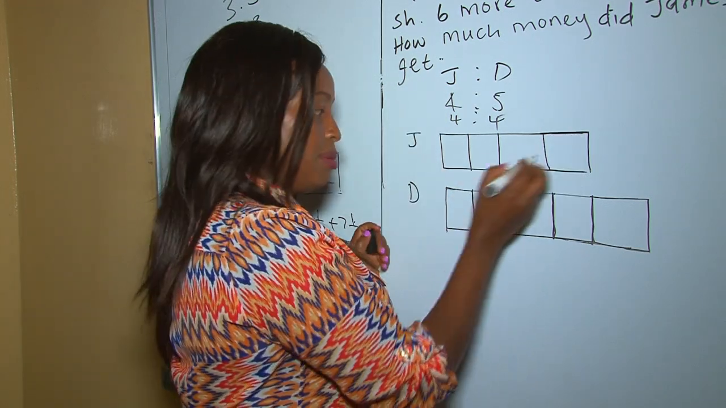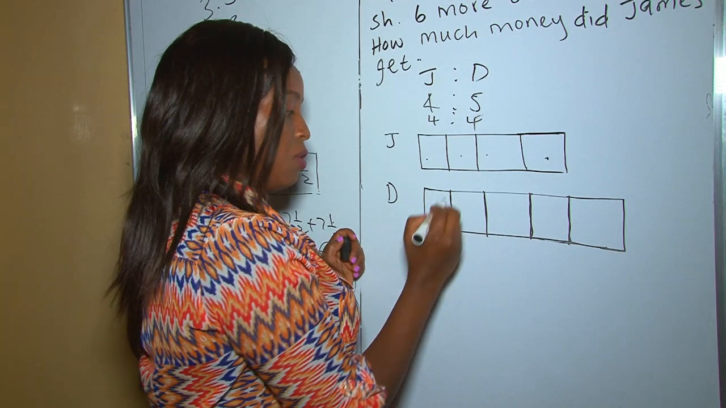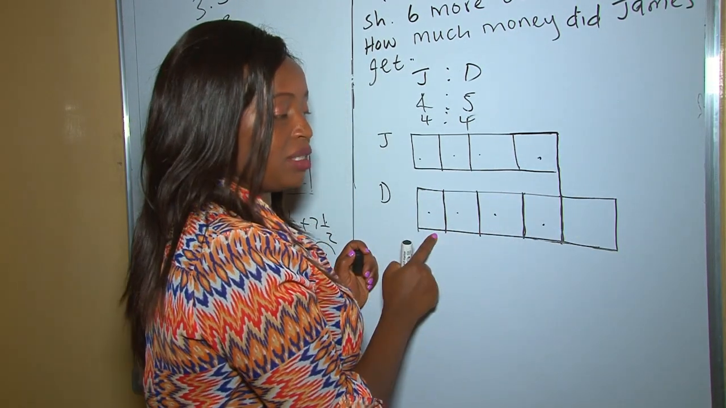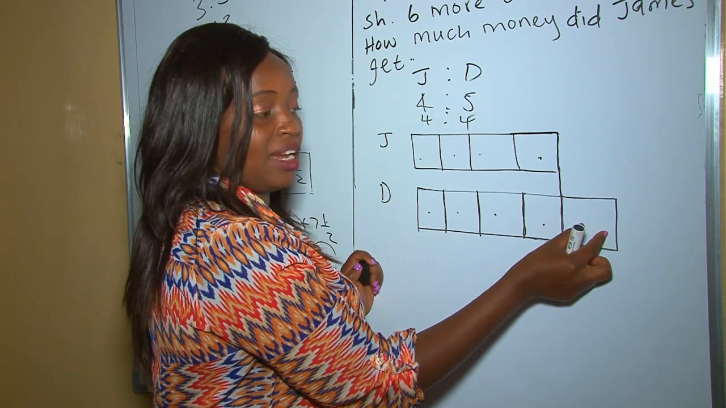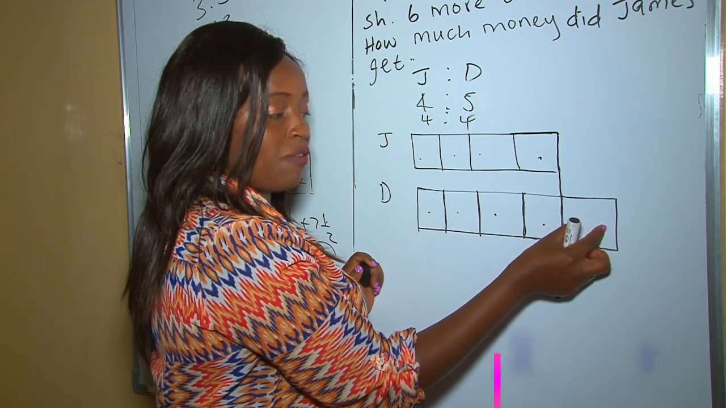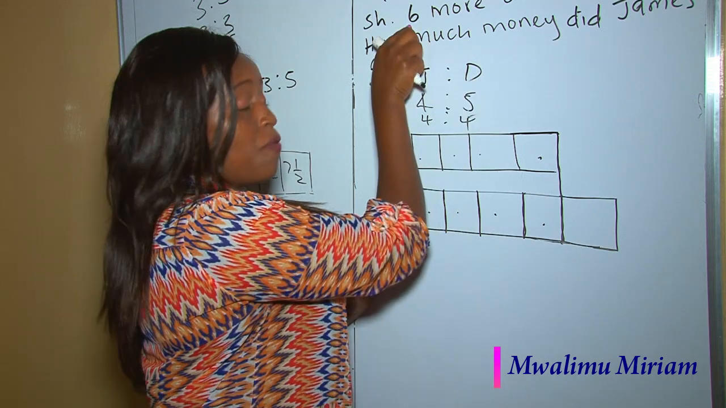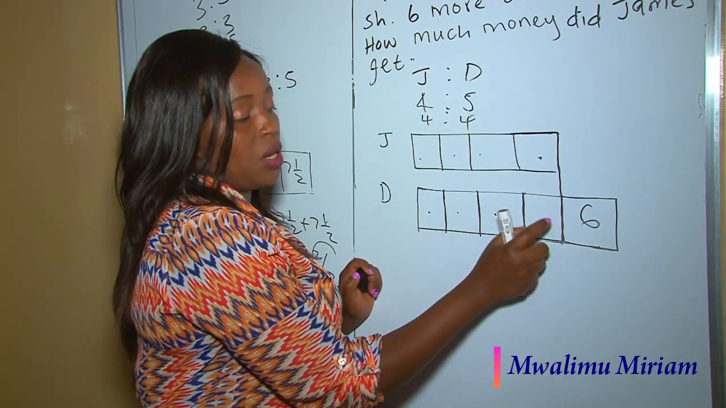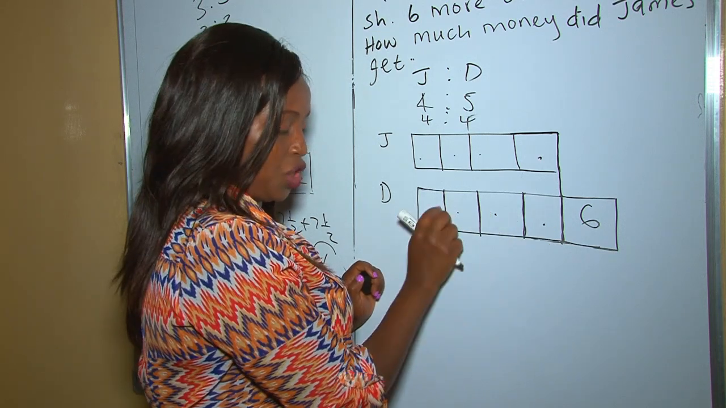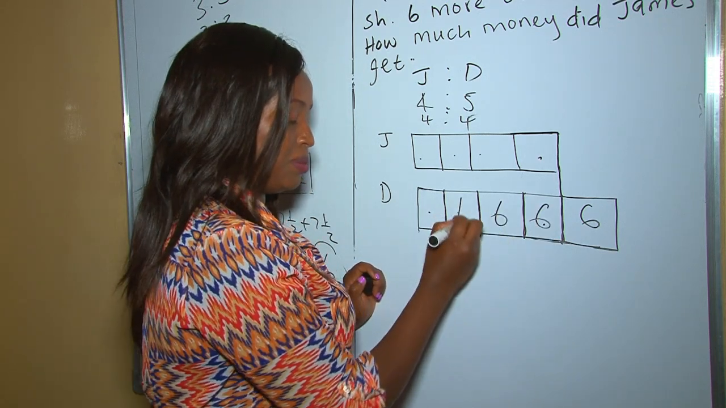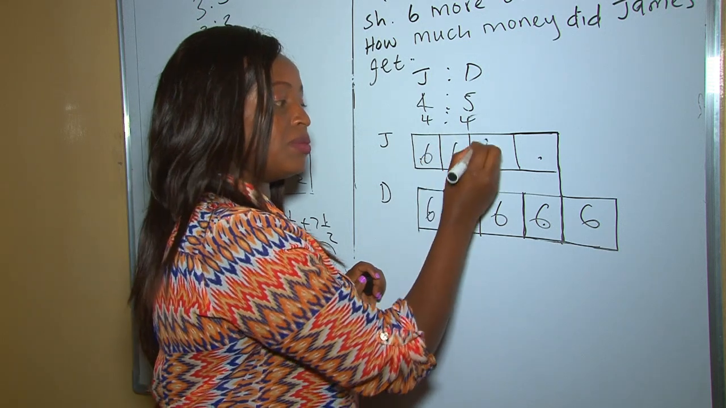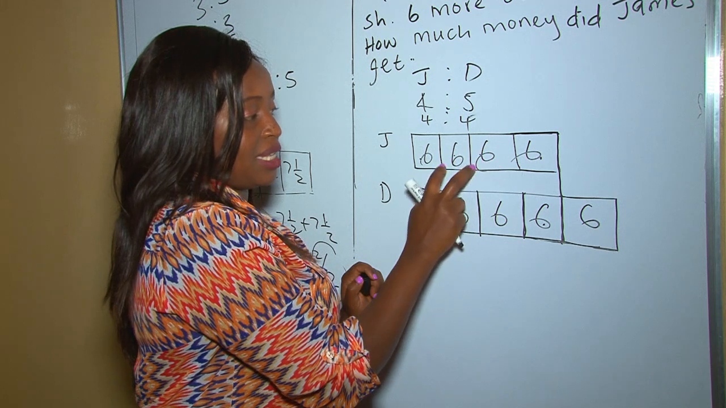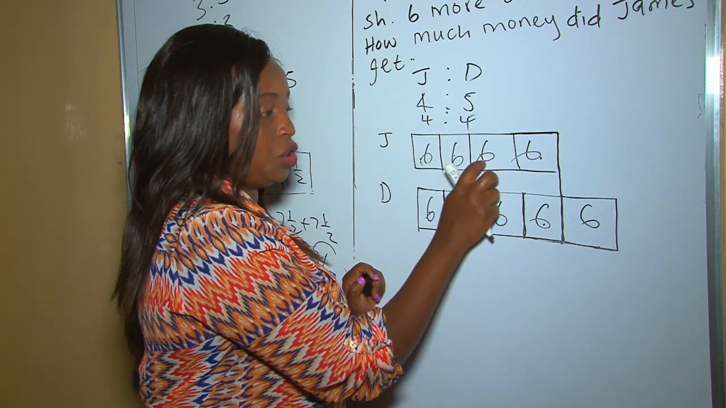Using this diagram, these are 1, 2, 3, 4. Also these are 1, 2, 3, 4. So up to there, these are 4 parts. But this one alone here is the 5th part. This 5th part is equal to the difference, which is 6. Therefore, each portion here is 6. So how many 6 are here? 4 sixes: 1, 2, 3, 4.